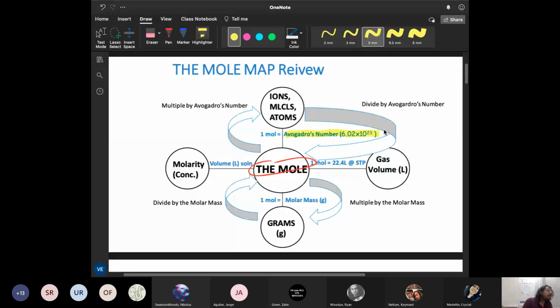Now, the molar mass was a game changer. Okay, the molar mass made it much easier to measure the mole. Instead of counting 6.02 times 10 to the power 23 atoms, you can just measure that out in grams, okay? So for instance, let's say you need a mole of carbon, actually, let's make it fun.